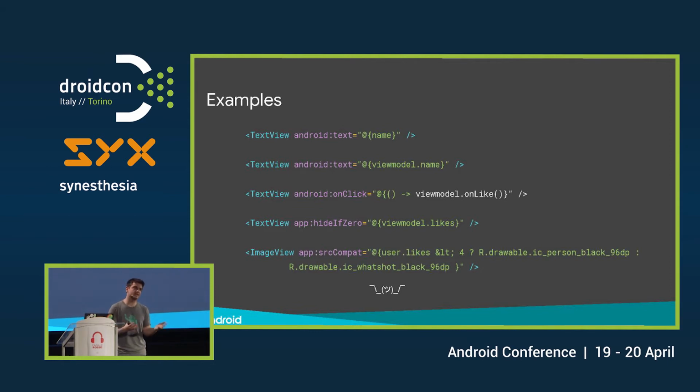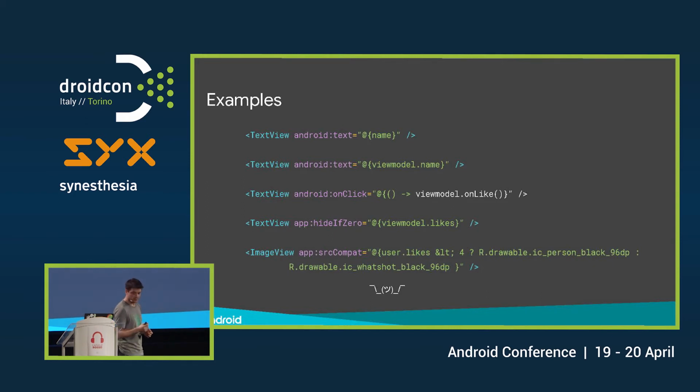So that expression is a string, probably, or a sequence of characters, or returns a string. Now, the second one is just field access. This is completely fine to do inside a layout expression. The third one is more interesting. This is actually a lambda expression. So when the user clicks on this text view, viewModel.onLike is going to be called. We'll talk about lambdas in a second.